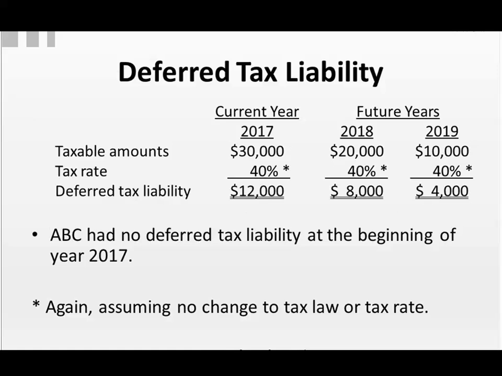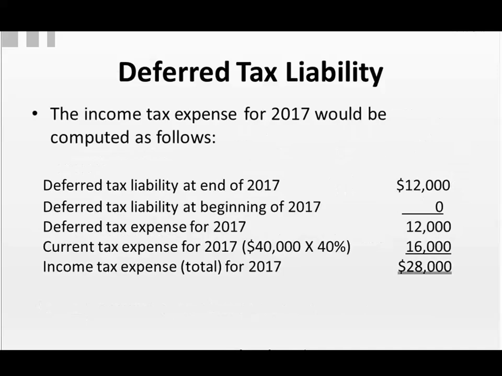So again, we'll have a $16,000 current expense and a $16,000 current taxes payable, and a $12,000 deferred tax payable. If you look at the next slide, it will look like this. The income tax expense would be as follows. $12,000 deferred tax expense for 2017 and $16,000 current income tax expense for 2017 for a total of $28,000.